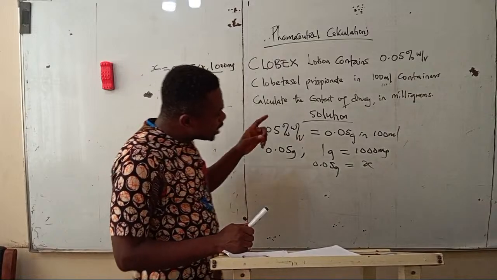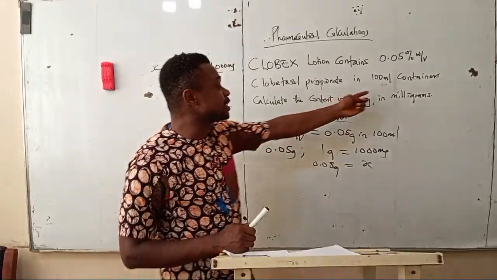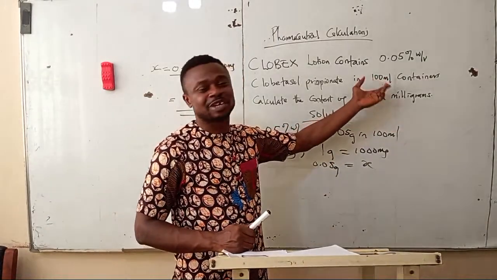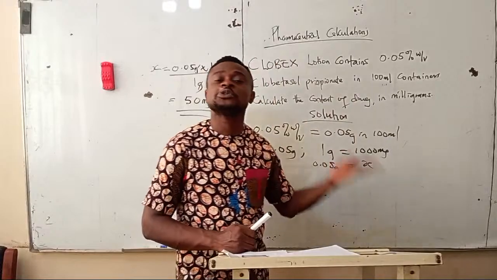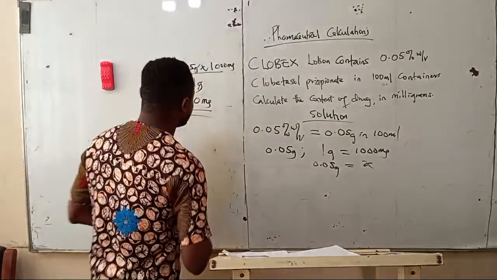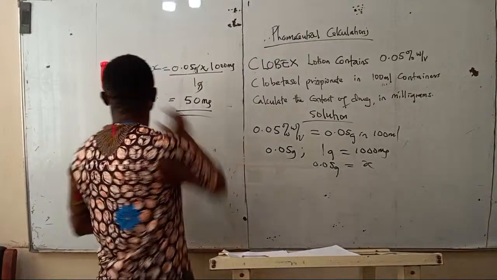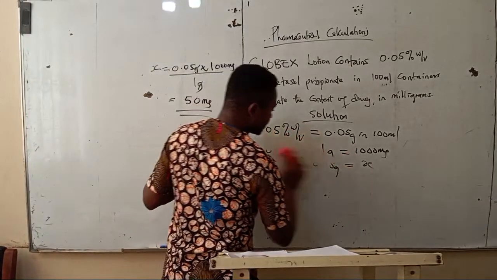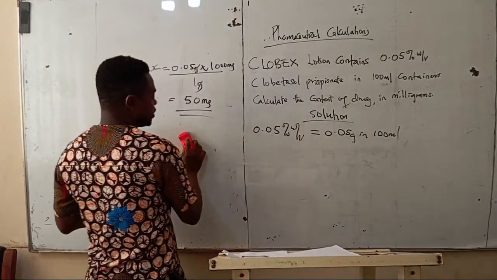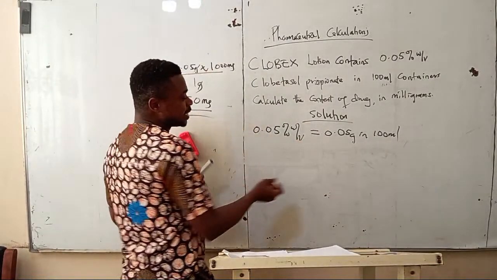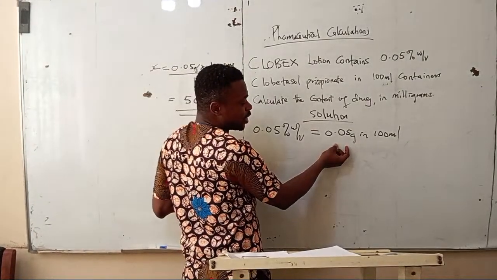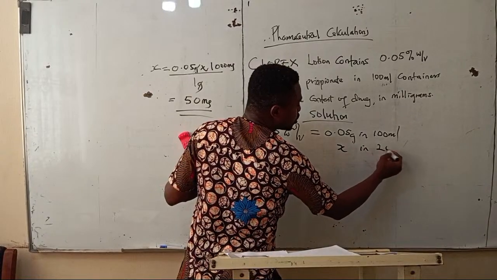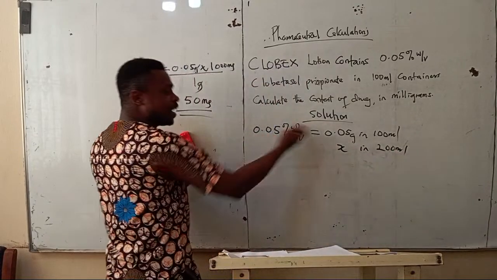Now, let's look at the situation whereby you may feel this looks so straightforward because the container is just 100 ml. What if the container is 200 ml? What are we going to do? Let's look at it. If the container is 200 ml, since we have 0.05 gram in 100 ml, how many grams, we call it X, will be in 200 ml?